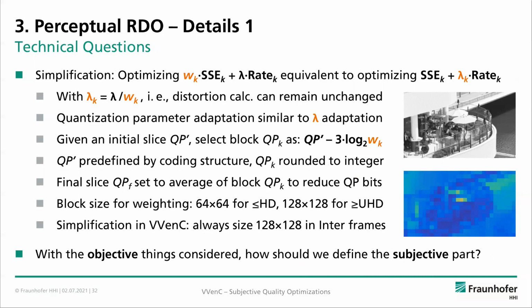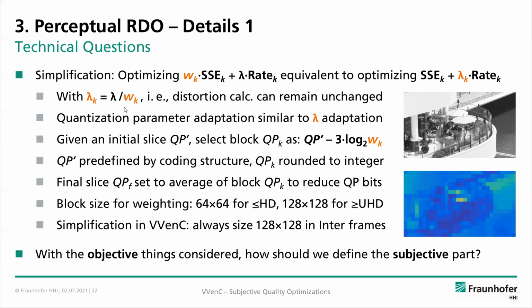VVenC. First, note that optimizing the weighted SSE plus lambda times rate is equivalent to optimizing the traditional SSE plus some adjusted lambda times rate, with lambda then given by lambda divided by the weight for every given block, meaning the distortion calculation can remain unchanged over the traditional PSNR optimizing approach, which is nice.